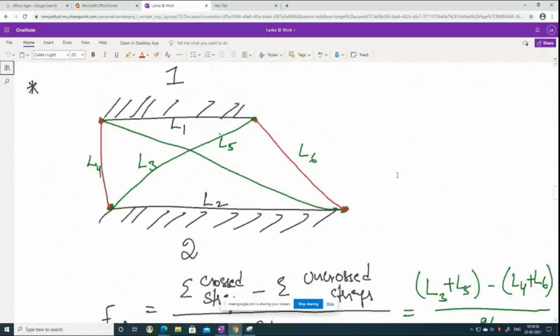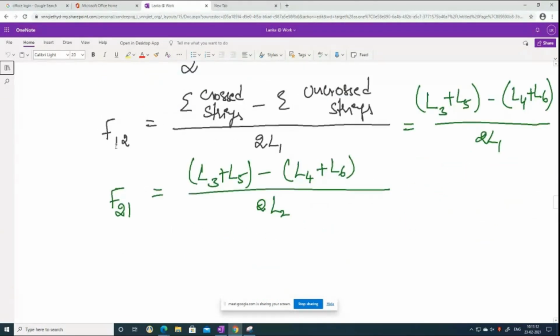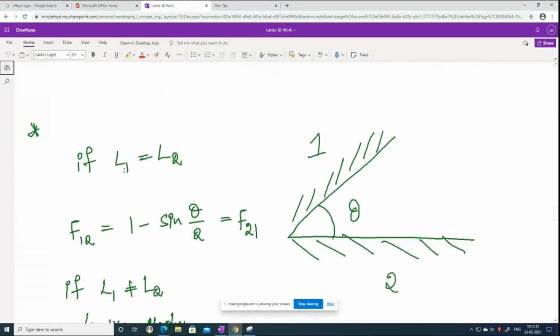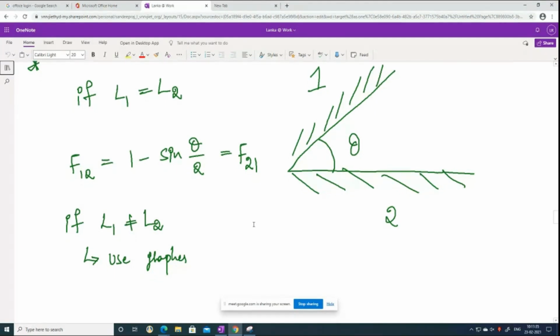Also, we have seen the shape factor for the crossed string method. If you have body one and body two of two different lengths of infinitely large plates, so then L1 and L2, if you take, the corresponding F12 will be sigma crossed strings minus sigma uncrossed strings by the corresponding L, that is L1 or L2, you will put for F12 or F21 correspondingly. So if you have theta as an angle between those two plates, then you'll be using 1 minus sine theta by 2, that is equal to F12 or F21. Both will have the same thing.